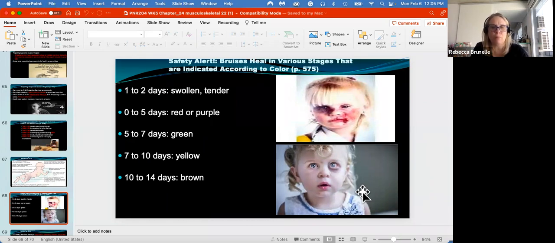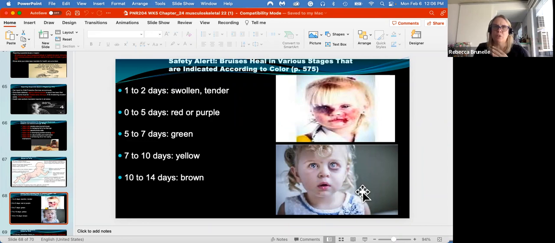Whereas if you have one bruise that's kind of yellow and one that's just beginning, that's swollen and kind of tender, that makes you think that maybe there's been more than one injury. So you need to pay attention to the color of the bruise and remember that they change over time. It starts out just kind of being swollen, then it becomes red, purple, and then green, and then yellow, and then brown.